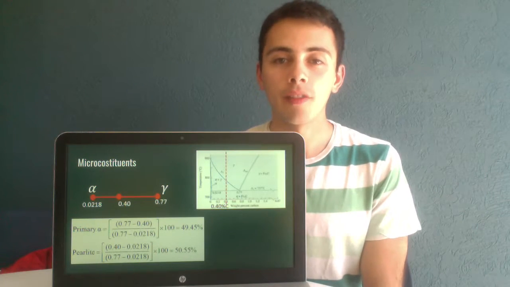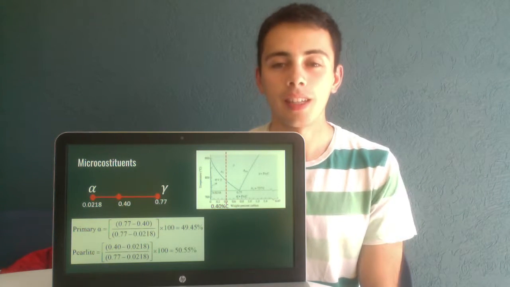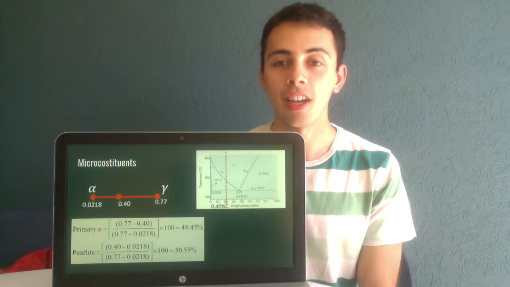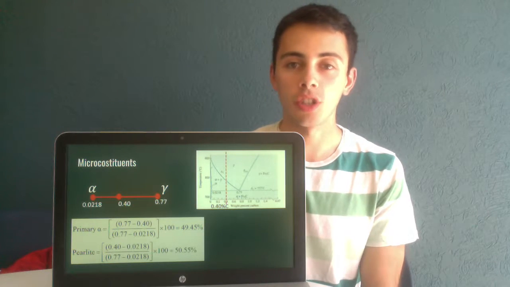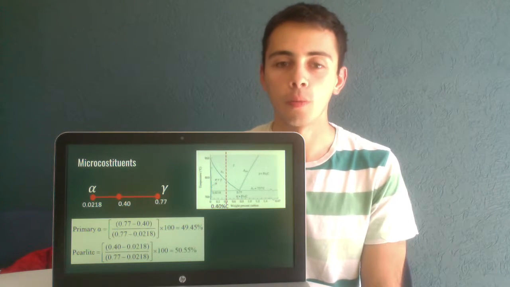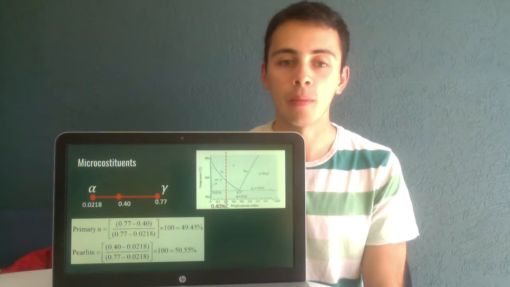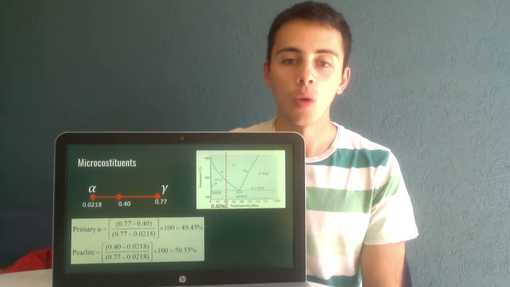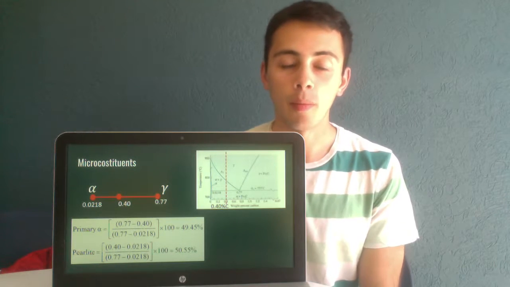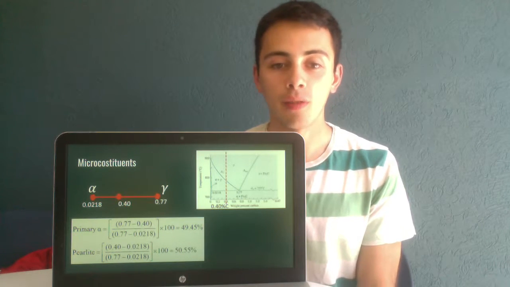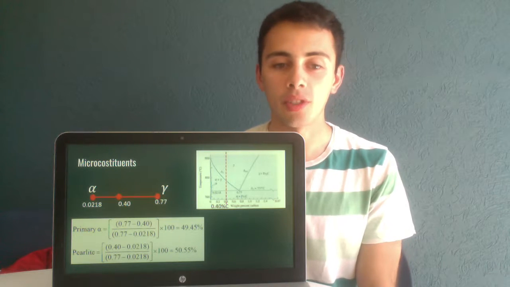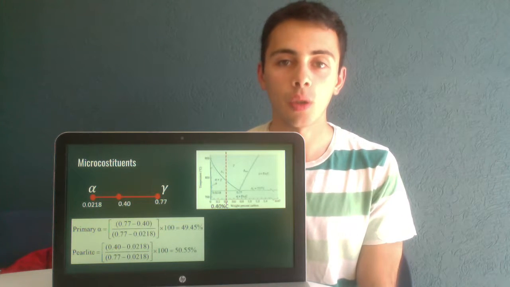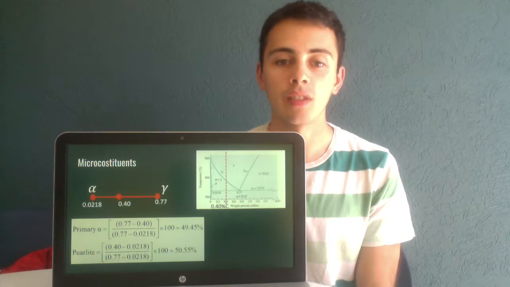The difference between phases and microconstituents is that a microconstituent is a phase or a combination of phases which are identifiable within a microscope. In our practice, the microconstituents are the primary one, which, as we can see from our composition at the reaction, is 49.45%, while the eutectoid microconstituent pearlite is 50.55%.